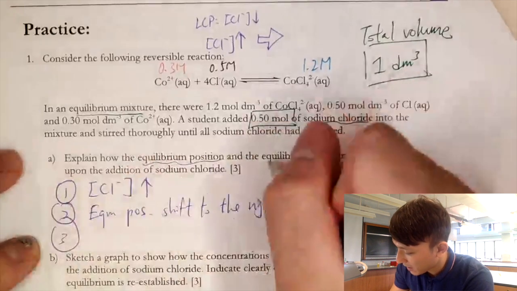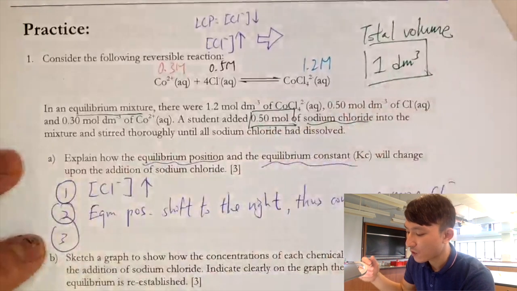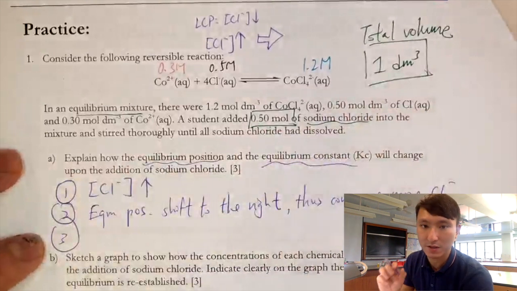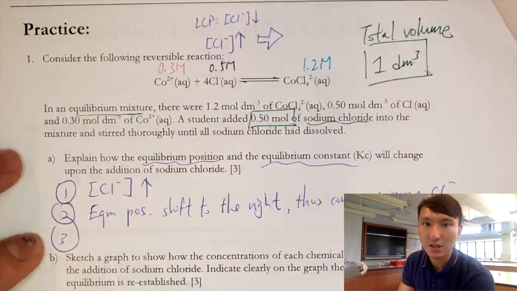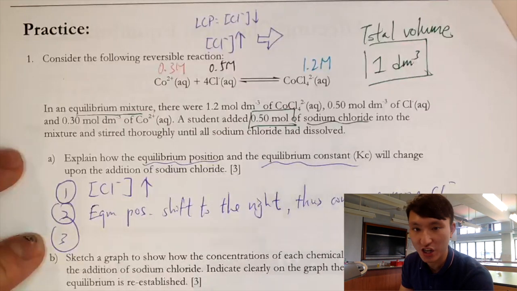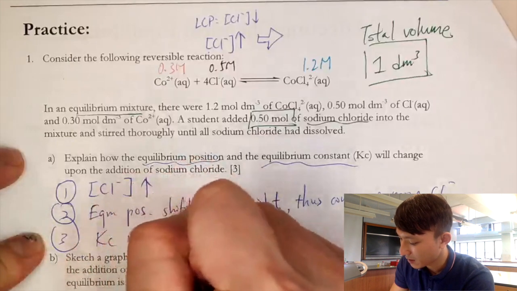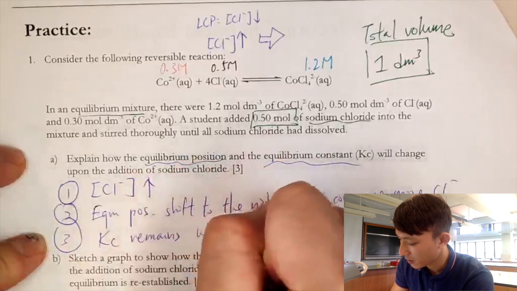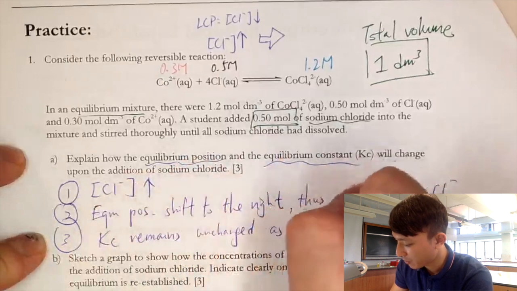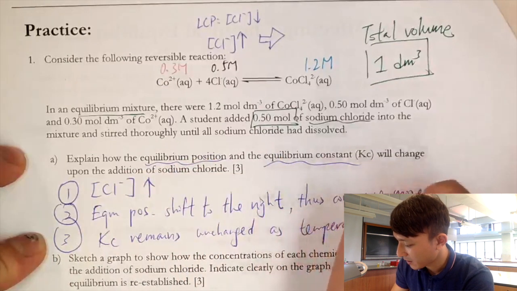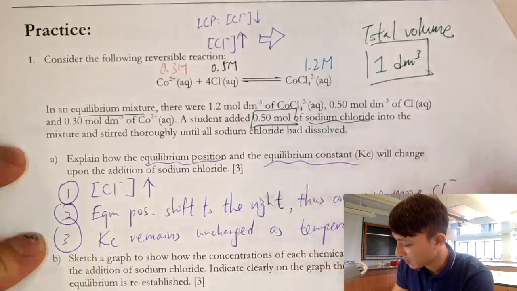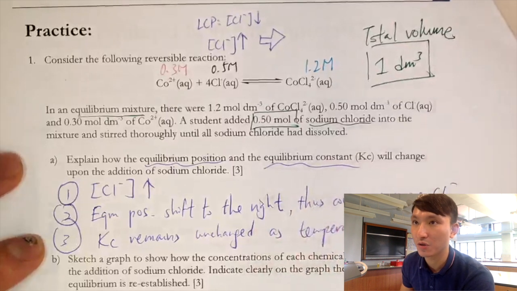And the third one is about the Kc. If you remember, the equilibrium constant is temperature dependent. That means only when the temperature changes, otherwise Kc is kept constant. So in this case, did the temperature change? Of course not. So the Kc remains unchanged as temperature is constant. Okay, so this is how you answer this part.